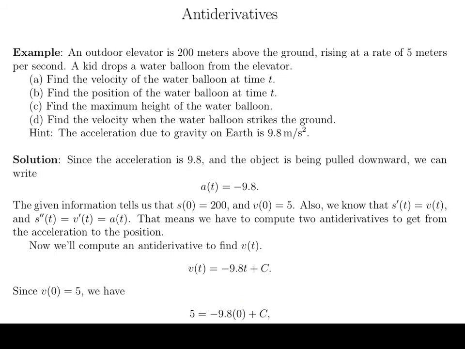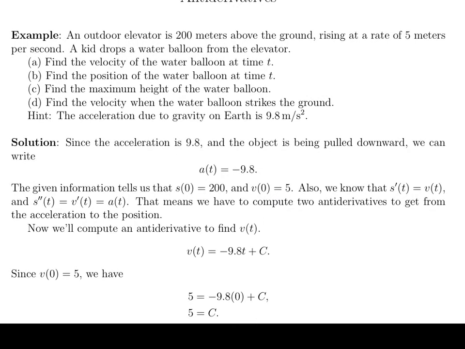Now v of 0 is equal to 5. That's our initial velocity, so we can just plug that in. That means we have a 5 on the left-hand side and a 0 for t. That's going to give us what c is. All right, so we have c is equal to 5.